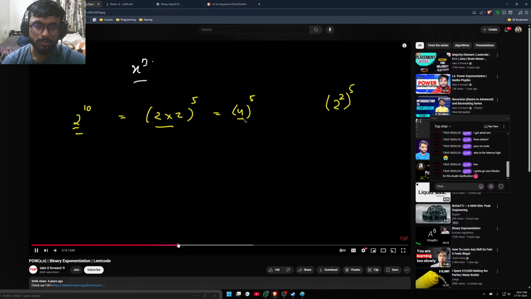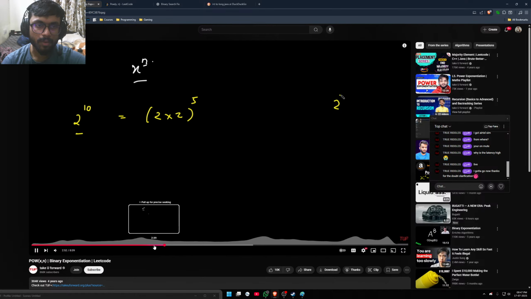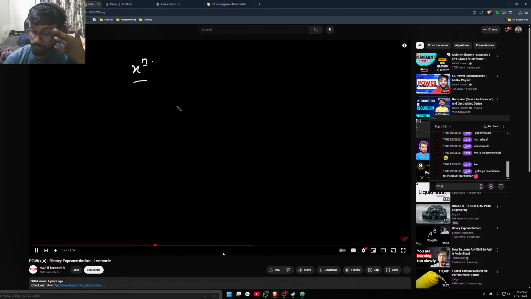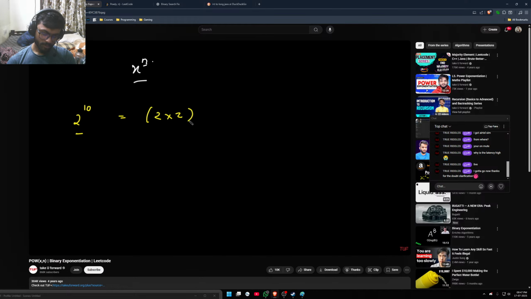It is actually multiplied with itself. The interviewer will ask you to optimize your approach. Assume that you are given to find 2 to the power 10. So you're going to write 2 into 2 to the power 5. Now why can we write this? Because it's 2 to the power 2 and 5. That is what this is. And that apparently means 2 to the power 10.